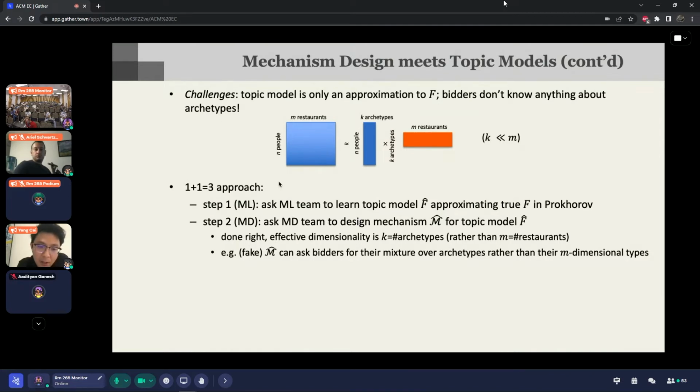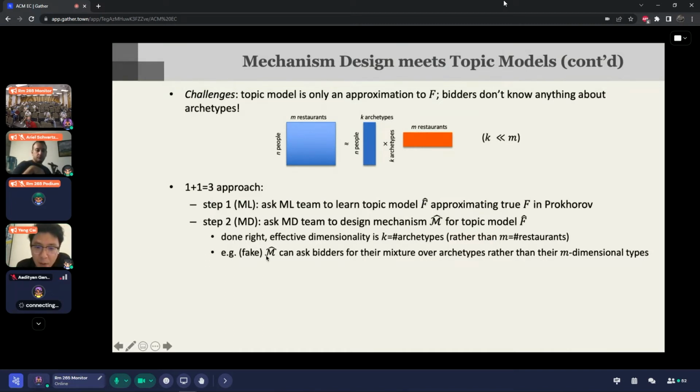Okay, and then in step 2, now we can already use the topic model to simplify the mechanism design. So just design a mechanism m hat for the topic model f hat. The important thing here is that f hat actually is a k-dimensional distribution rather than an m-dimensional distribution. And for the topic model to be interesting, of course, we should be in the case where k is far less than m. So that supposedly would make the mechanism design problem a lot easier.